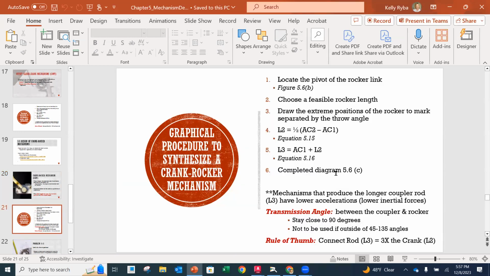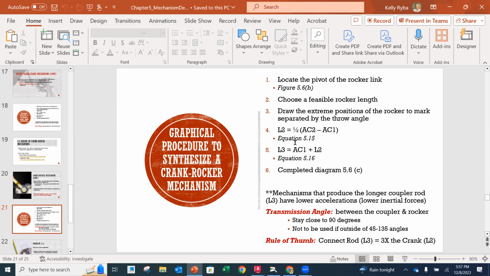So, the procedure for going through this process: you need to locate the pivot position on your rocker. So you start with the output first. What is the throw angle that we're going to be using? Then you start looking at a feasible rocker length. Here too, this is not a number that's going to be given to you. Our rocker again is going to be the oscillating side. So is it 4 inches? Is it 20 millimeters? I don't know. You get to choose. You're the designer. Then you're going to draw it in its extreme positions, about its center of rotation.